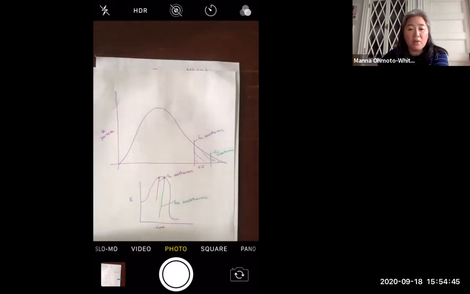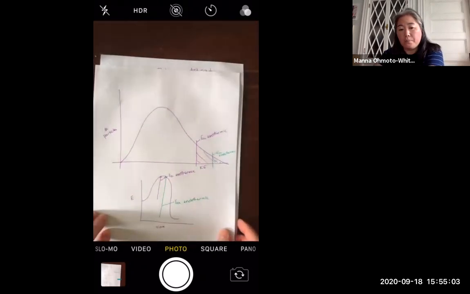The number of particles that can do something is the area under the curve. So the area under the curve of the exothermic reaction is going to be greater than the area under the curve of my endothermic reaction. More molecules at the same temperature will be able to go through the exothermic reaction than the endothermic reaction.